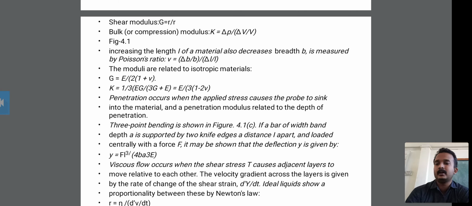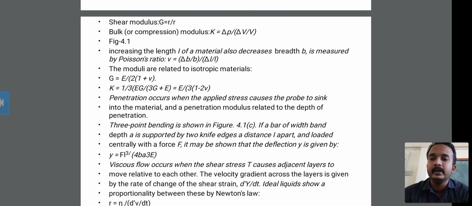in the figure 4.1. Therefore it is an increasing length l of the material, and it also decreases the breadth, as measured by Poisson's ratio, delta b upon b into bracket delta l upon l. Okay, this is the Poisson's ratio. Okay, look at this. The question asks on the Poisson's ratio. Okay, this Poisson's ratio is also asked in 2 marks, or also in MCQ marks.